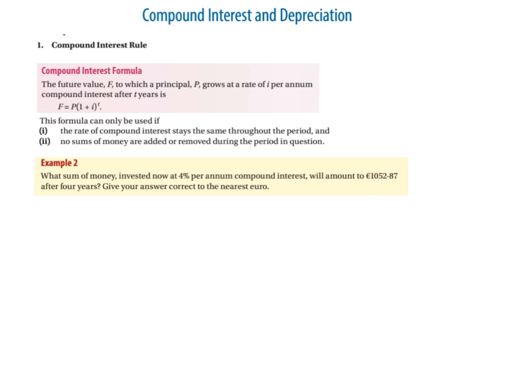Hi guys, in this video we're going to look at compound interest and depreciation, and we're going to be using the compound interest formula. So very quickly, the future value F to which a principal grows at the rate of i per annum compound interest after t years is F = P(1 + i)^t. And this is really important, guys: the rate of compound interest stays the same throughout the period and no sums of money are added or removed.